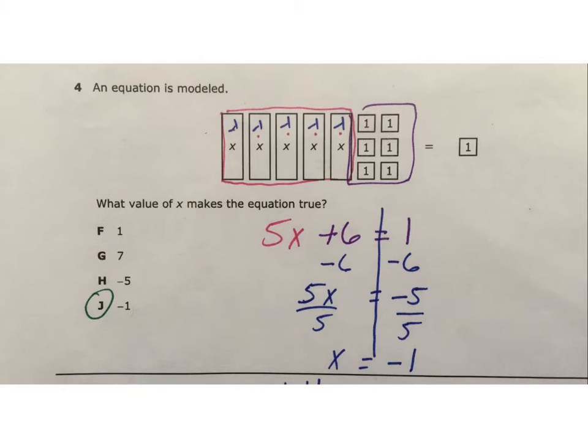All right, so you start setting up your equation for it. There are 5 x's, so you write 5x plus 6, and that equals 1. And then you do your 2-step equation. Subtract and then divide by 5. And you get your answer of -1.